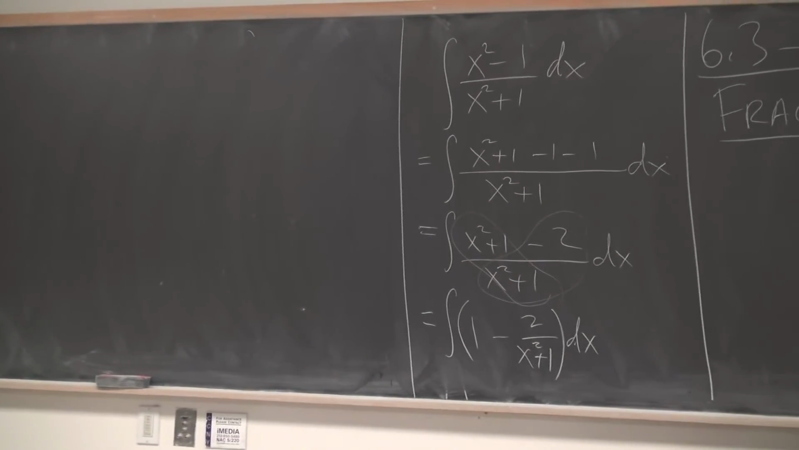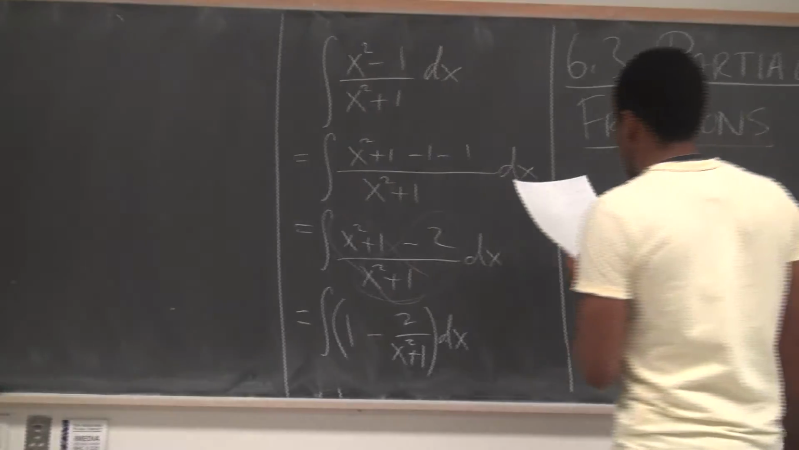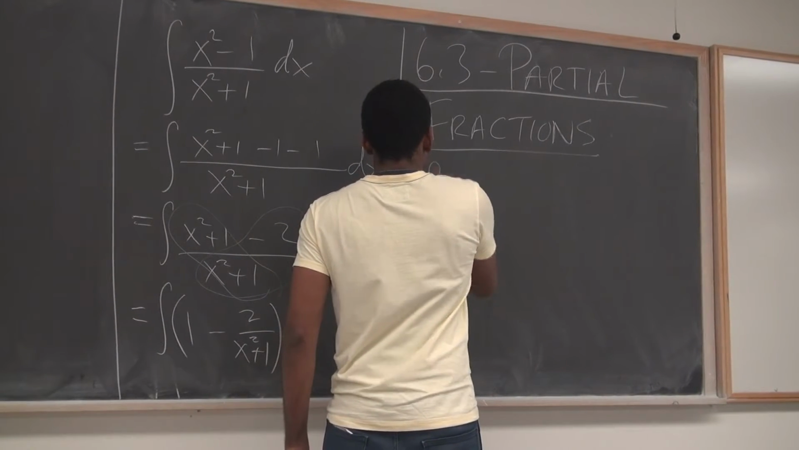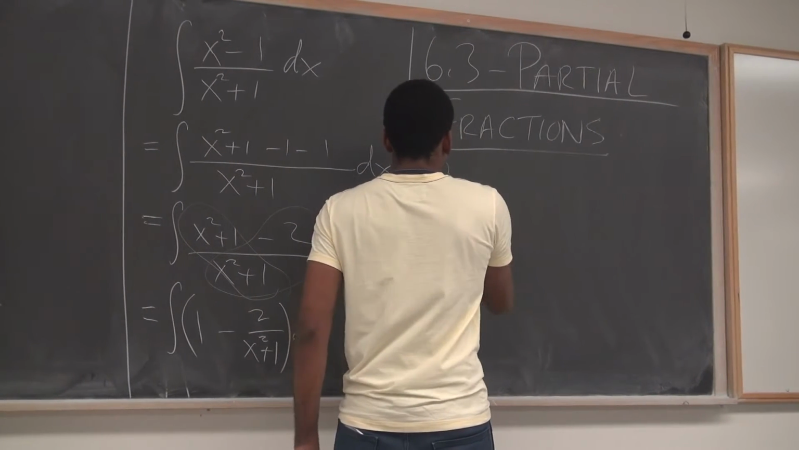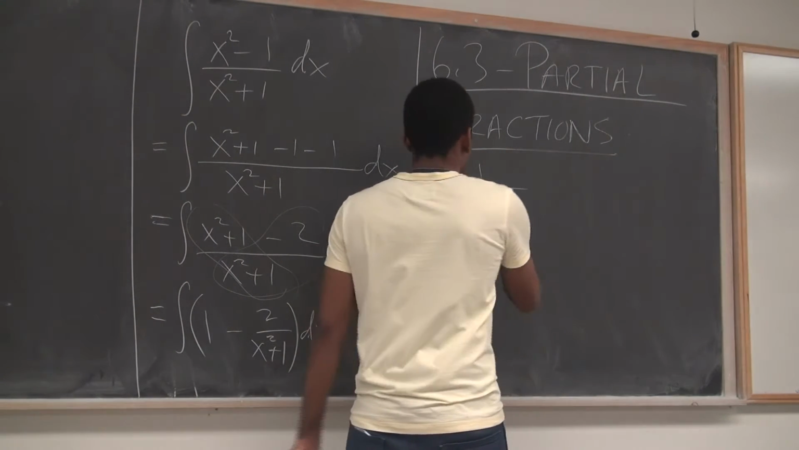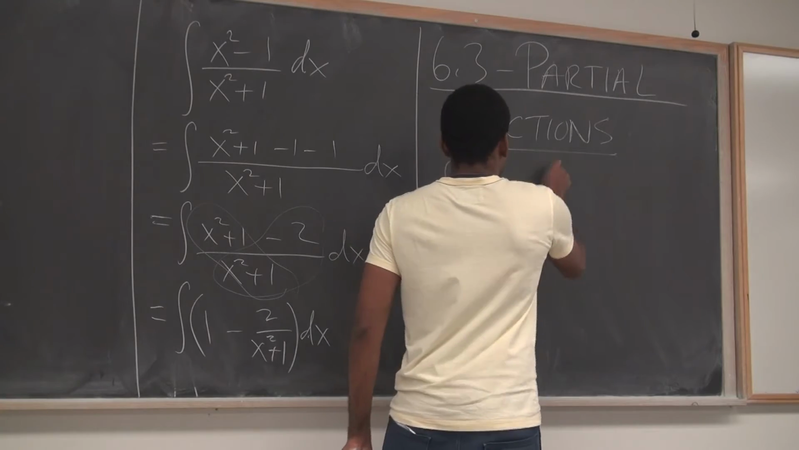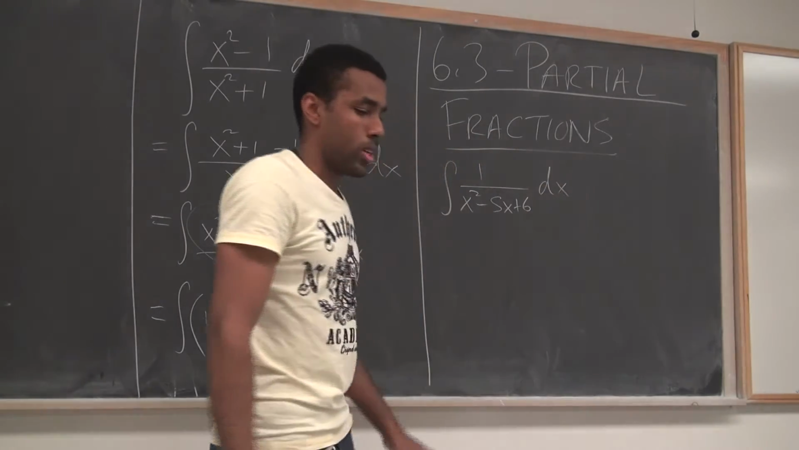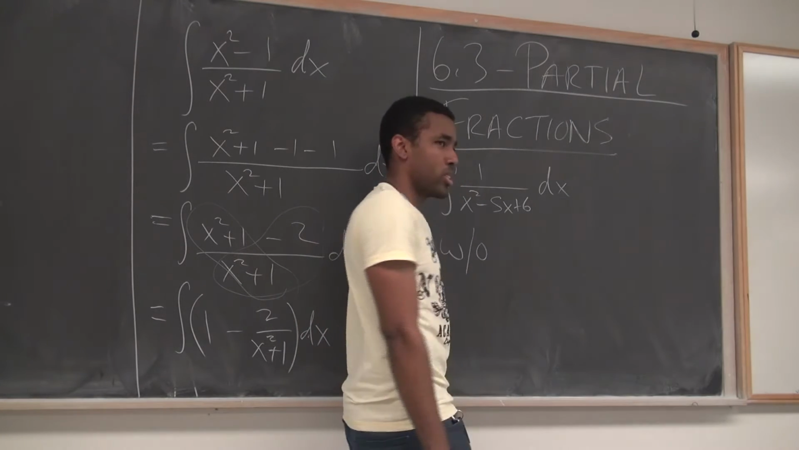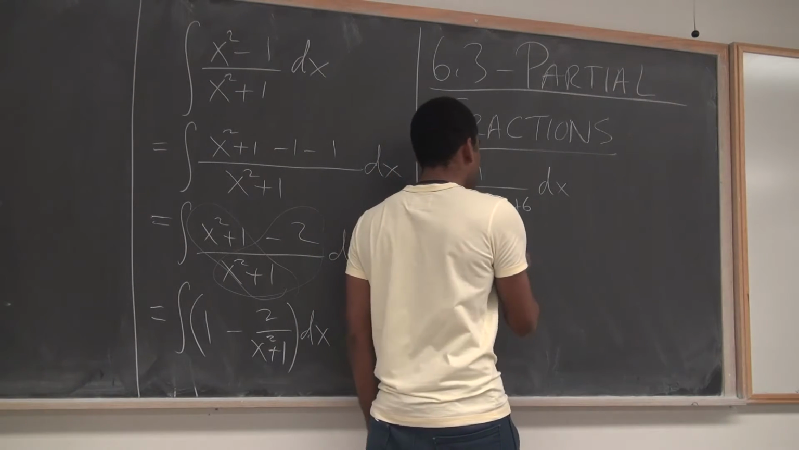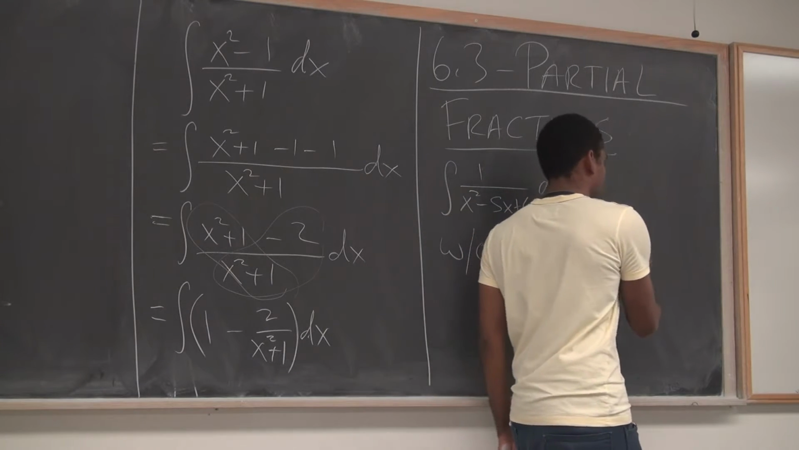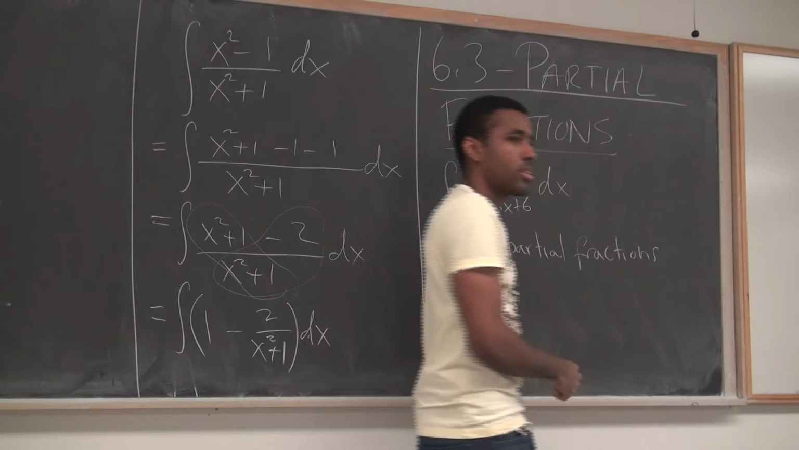So let's look at something like this. X squared minus 5x plus 6. Just to make sure you guys are keeping up with your studies, how do you do this without partial fractions? You can do it without partial fractions. How would you do it?